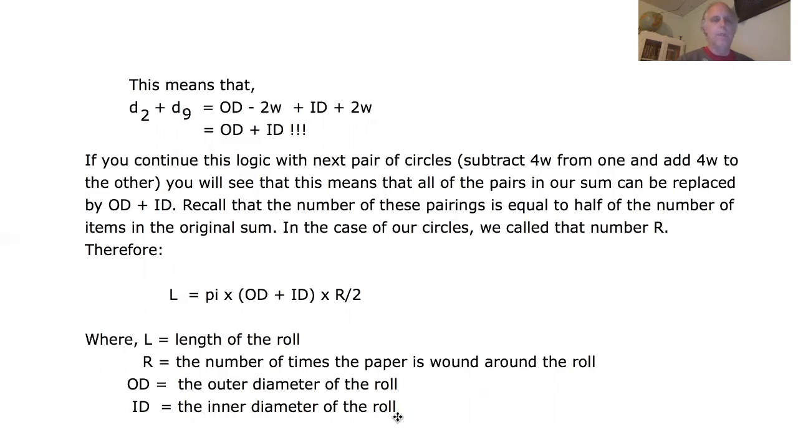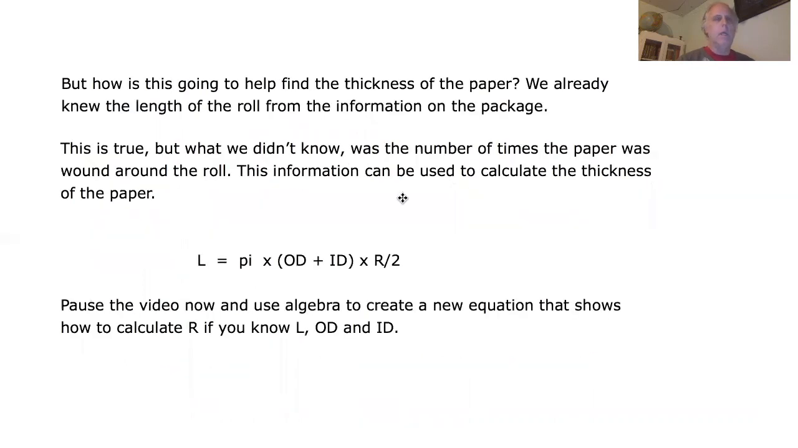All right. But we already knew what L was. So how is this going to help us find the thickness of the paper? We already knew the length of the roll from the information on the package. This is true, but what we didn't know was the number of times the paper was wound around the roll.